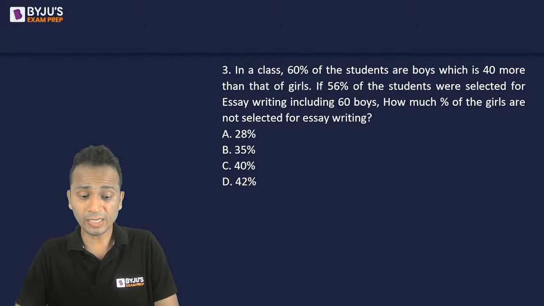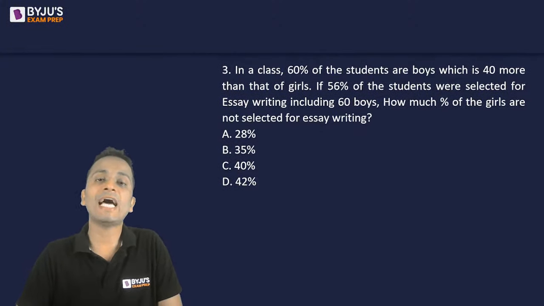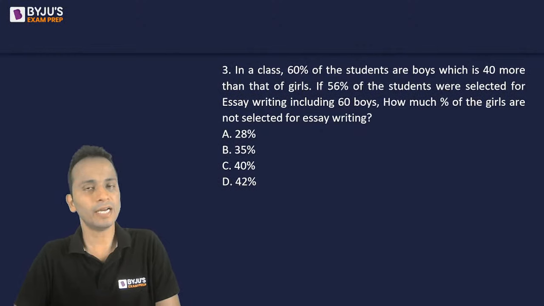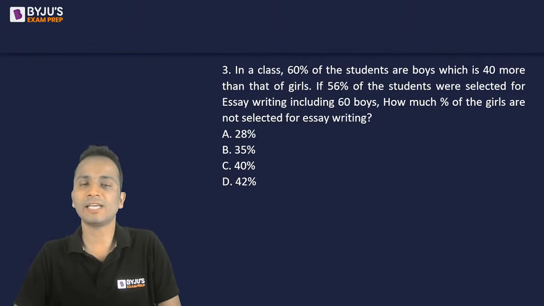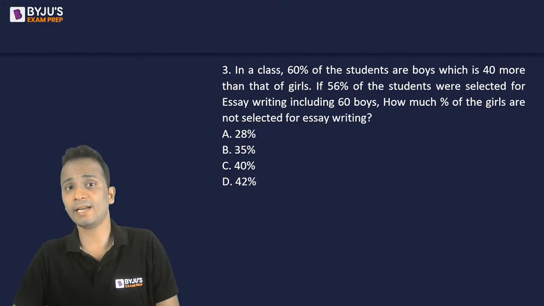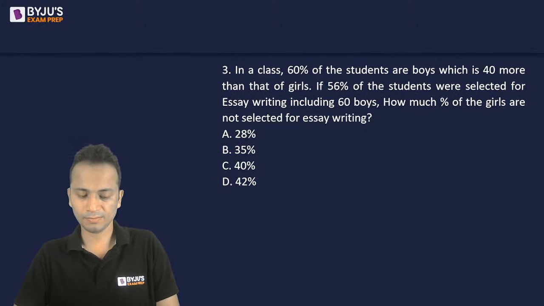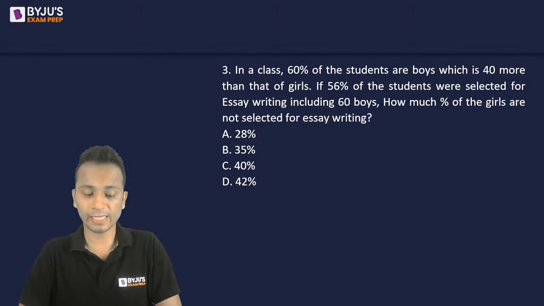Now, question number 3. In a class, 60% of the students are boys, which is 40 more than the number of girls. If 56% of the students were selected for essay writing, including 60 boys, then how much percentage of the girls are not selected for essay writing? Percentage of girls which were not selected for essay writing.